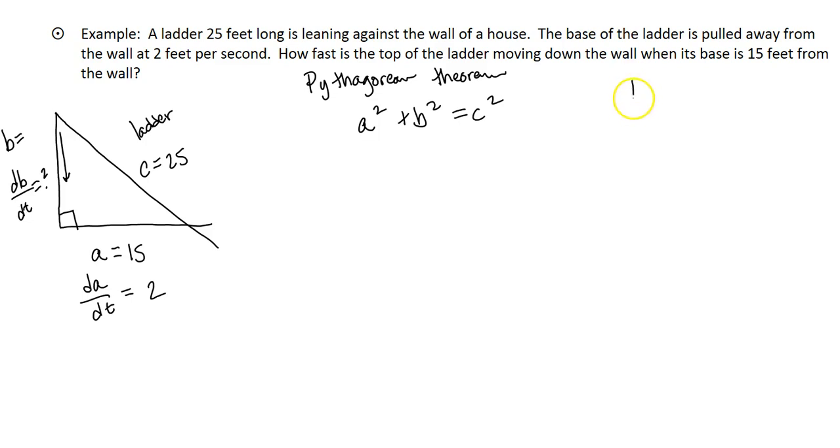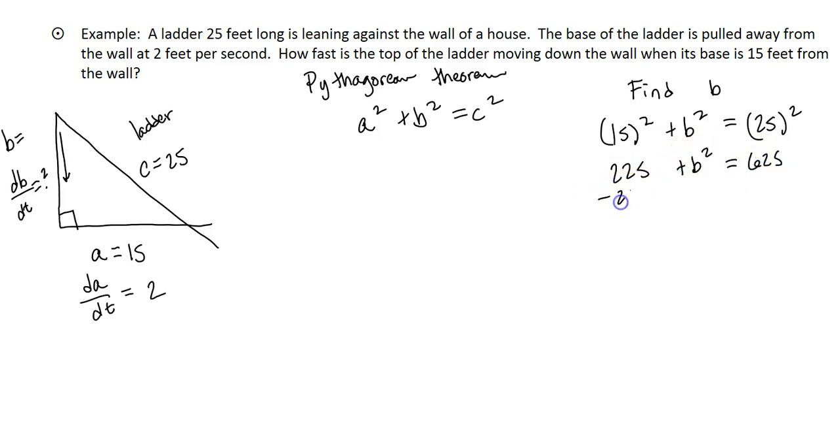Now we can find B pretty easily using the Pythagorean theorem. We know that A is 15, so that'd be 15 squared plus whatever B is has to be equal to C squared. So that tells me that 225 plus B squared has to be 625. And if I solve for that, I get that B squared is 400, or B is 20. And again, we're talking about the length of something here, so we don't have to worry about signs. So I know that B is equal to 20, and I can use that in my problem.